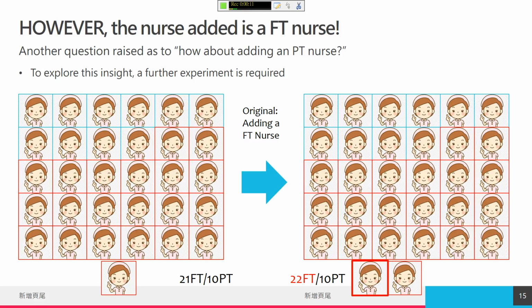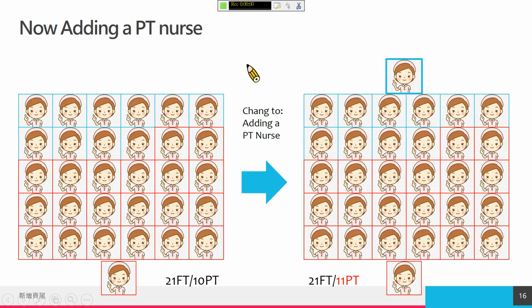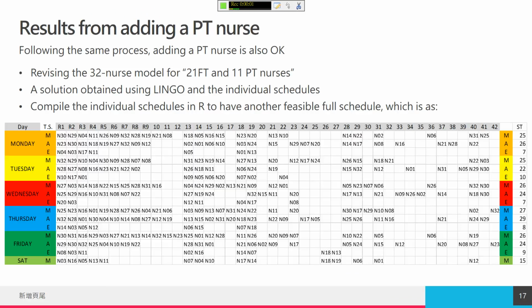Another experiment is required. This figure shows the former situation. We added a full-time nurse, so the number of full-time nurses was increased from 21 to 22. This figure shows the situation of what if. What if the number of part-time nurses was increased from 10 to 11? After the experiment for what if, we also have another feasible schedule after adding one part-time nurse.